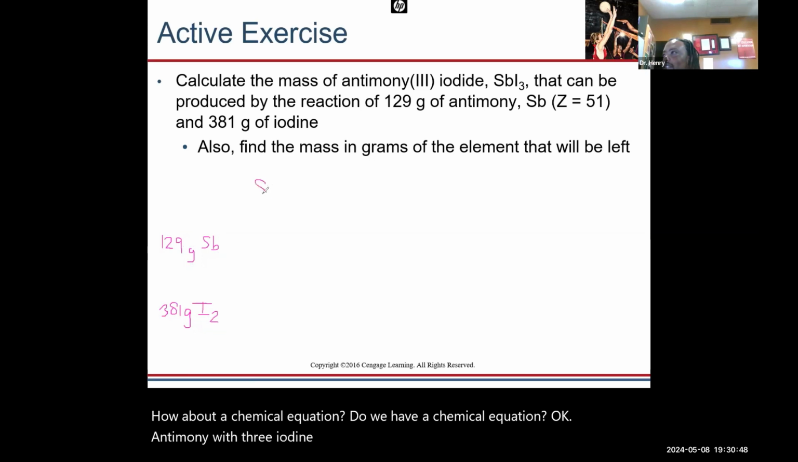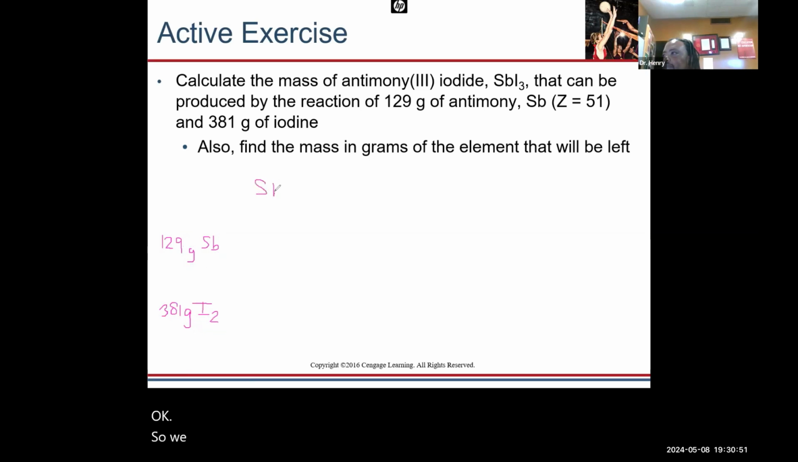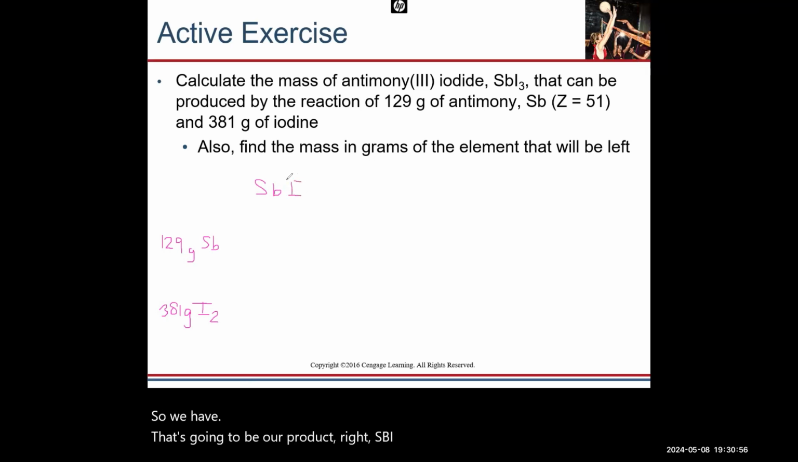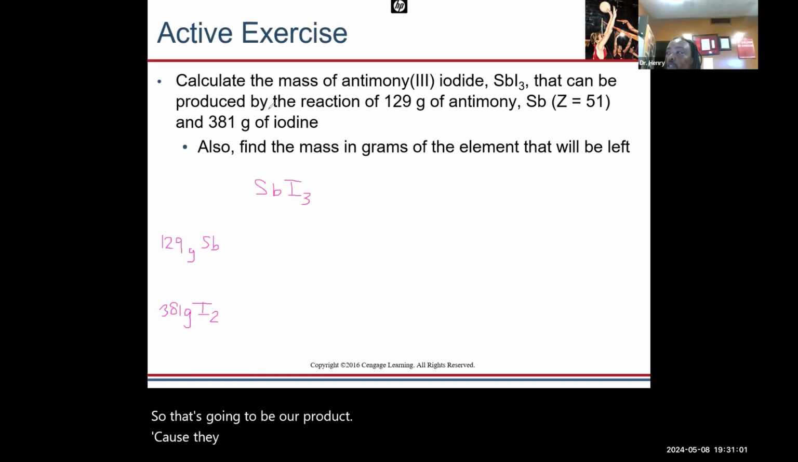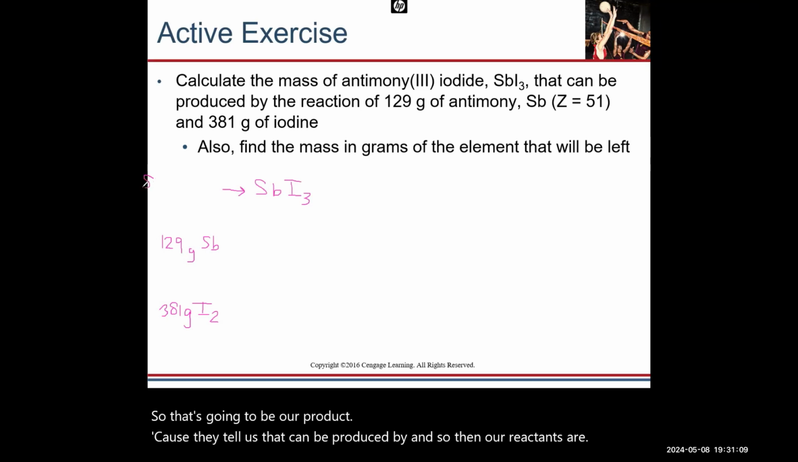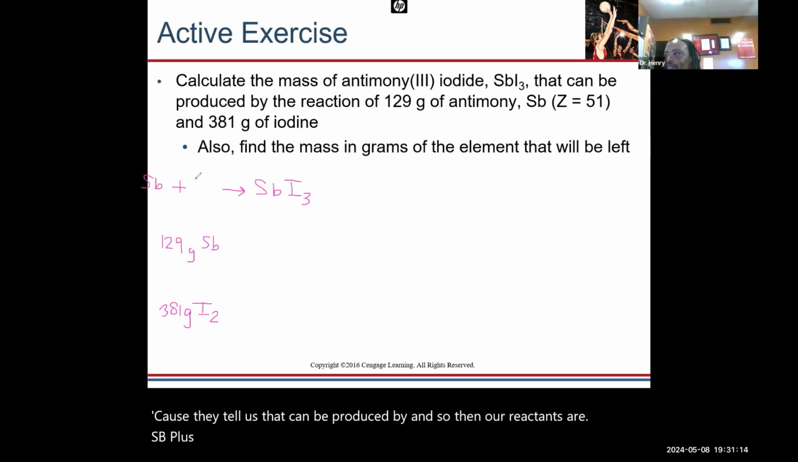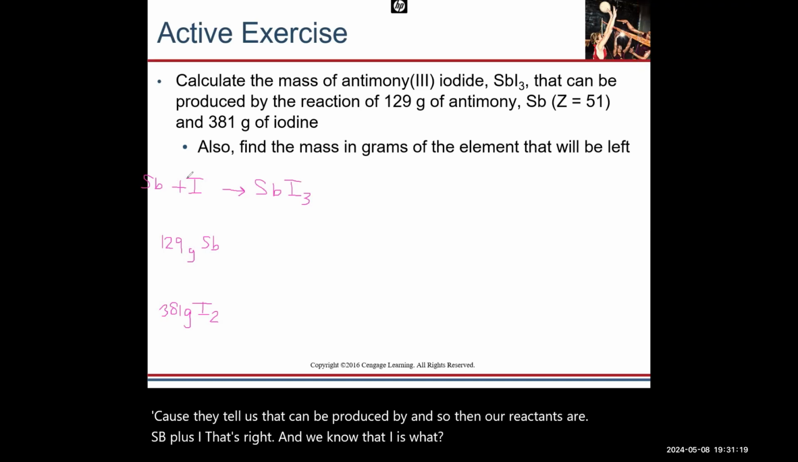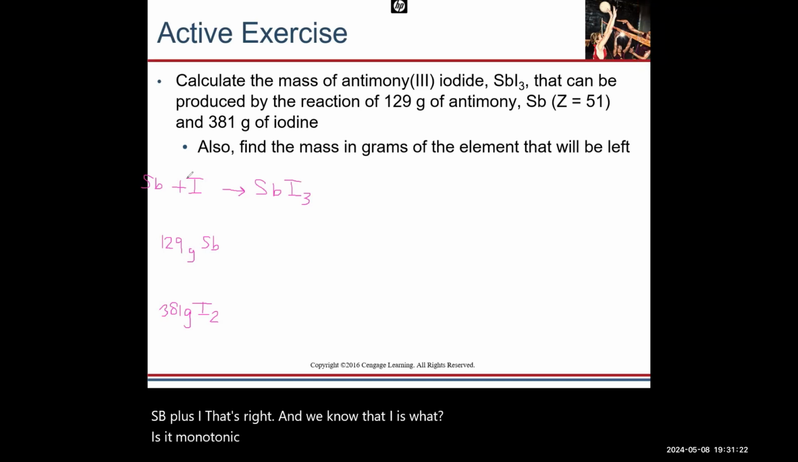Okay. So we have Sb. Well, that's going to be our product, right? SbI3. Yeah, that's going to be our product because they tell us that it can be produced by... And so then our reactants are Sb plus I. And we know that I is what? Is it monatomic, diatomic, polyatomic? Diatomic. Okay, that's right.